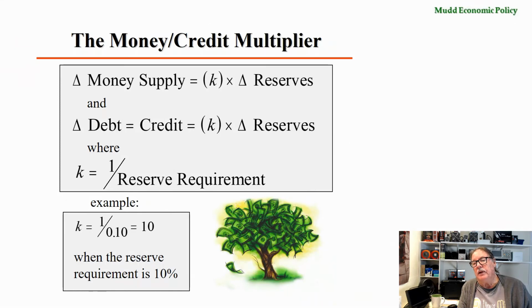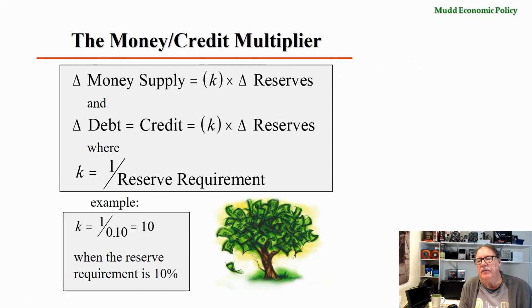It's also the case that, initially at least, the delta in debt, which is equal to credit by definition, is also equal to the same multiplier times the change in reserves. And the multiplier is equal to the inverse of the reserve requirement, which, recall, was 10%. So the multiplier is 1 divided by 0.10. The multiplier is 10 when the reserve requirement is 10%.